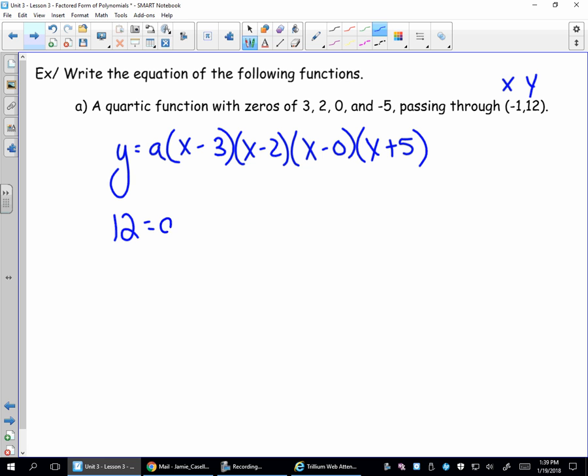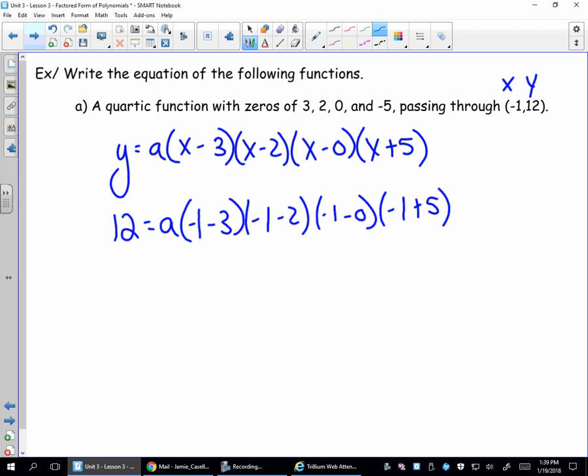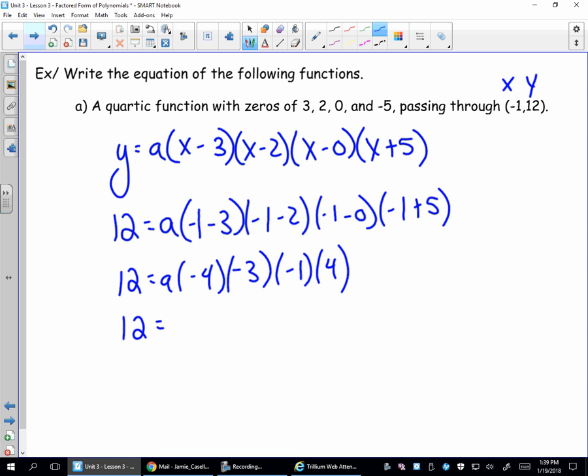So we're going to plug in what we know and solve for what we want, which is our leading coefficient, of course. -4, -3, -1, and +4. If you multiply that all together, we'll get what? 12 times -1 is -12, -48a, which makes a -0.25, or -1/4.